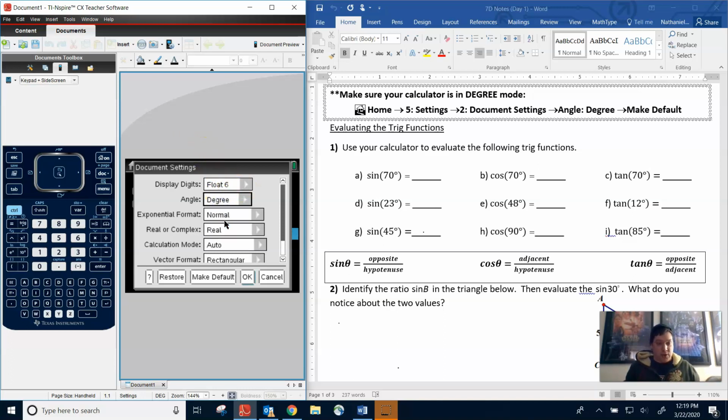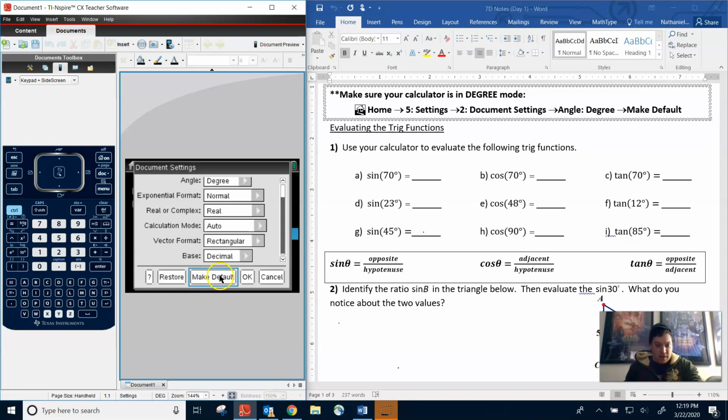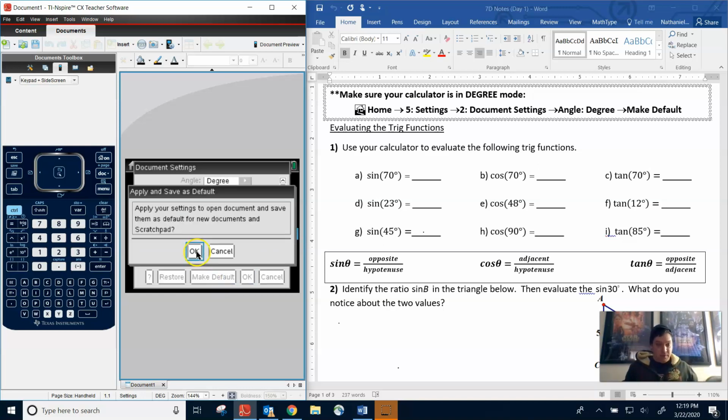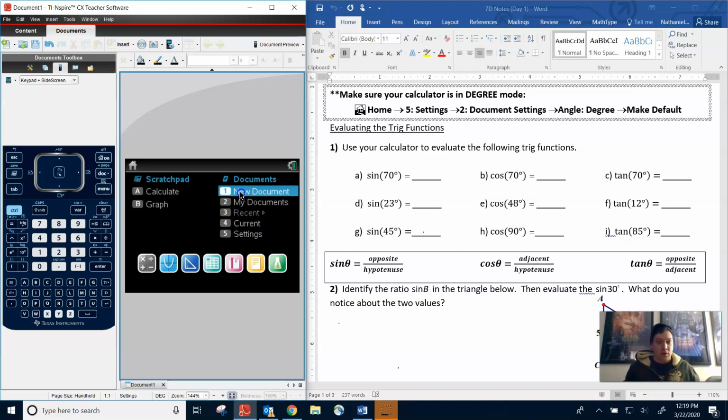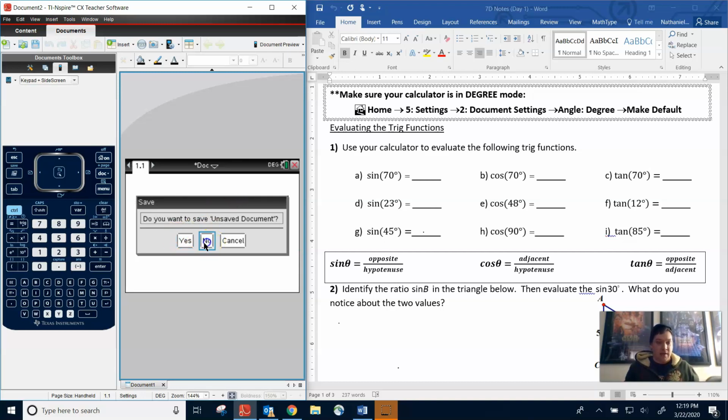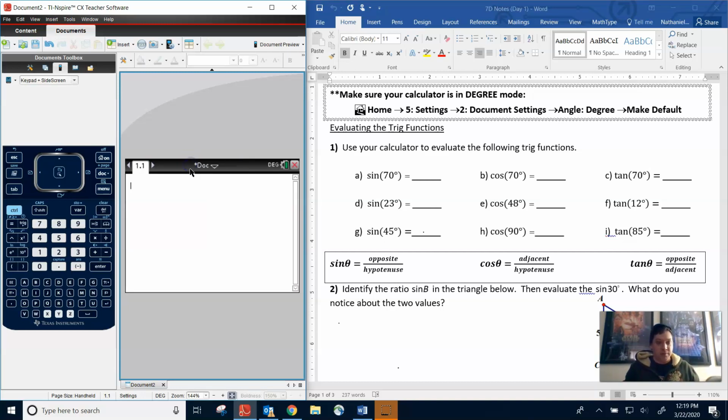Now, what you do is you select degree, then you go all the way down, pressing down, down, down, down, down, down to make default. Hit OK. And then you can go to new document and should be fine. Do you want to save? No. Let's just start a new one.